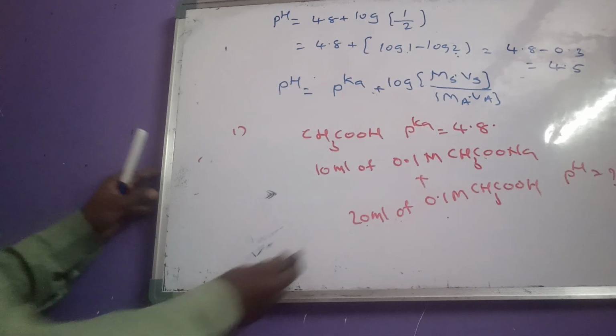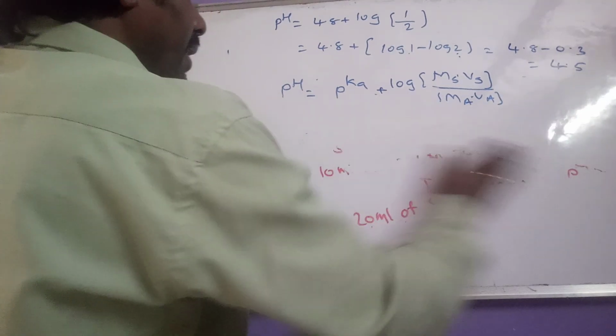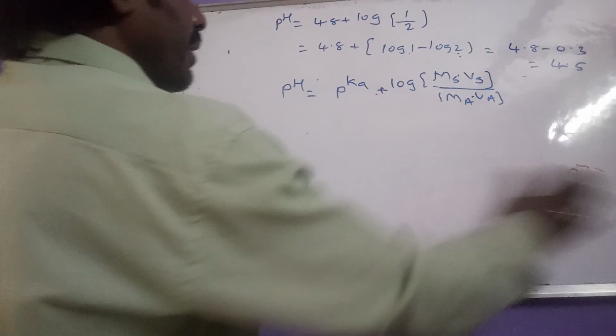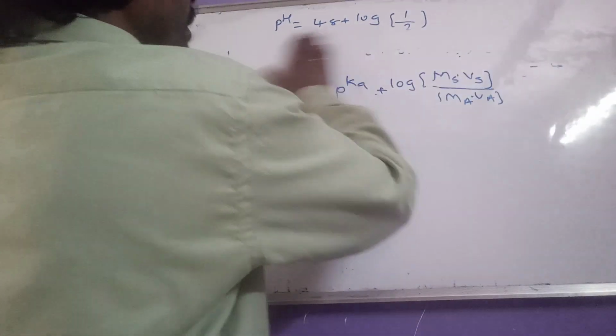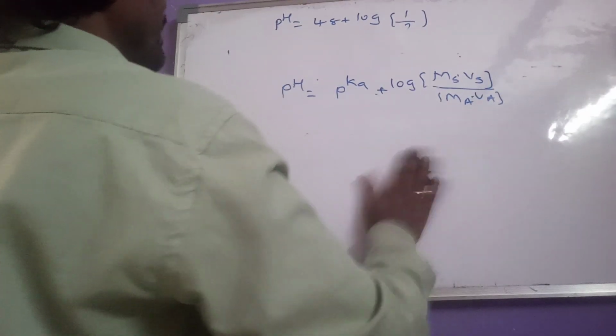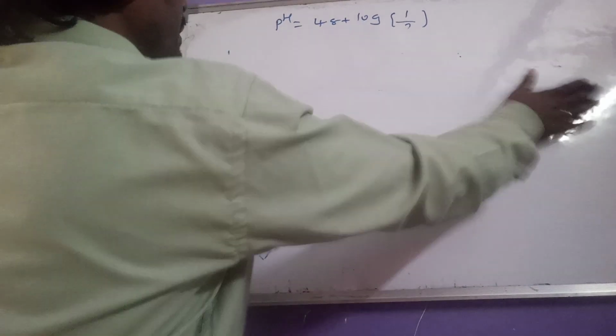So like that we have to calculate the pH for this acetate buffer. Then another question related to the same. What is the question? Let us see here.